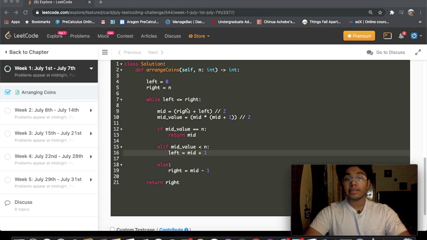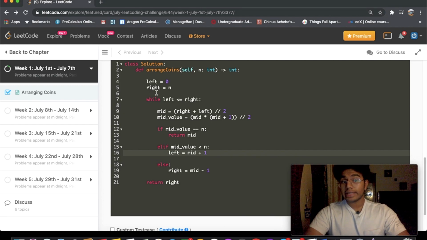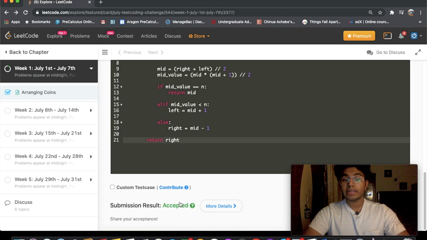Okay, now finally, as we go through this while loop, there's going to be a point where the left value becomes bigger than the right value. And when that happens, that means we're going to break out of our while loop, and then we're just going to return right. So I submitted it and my answer got accepted.